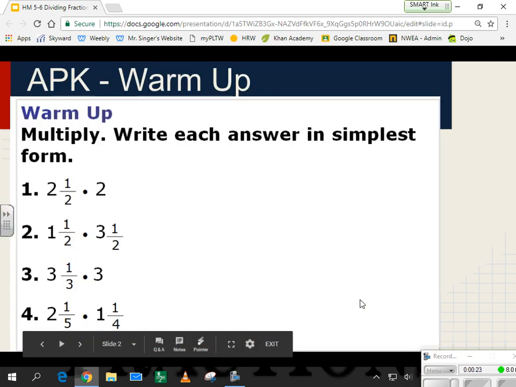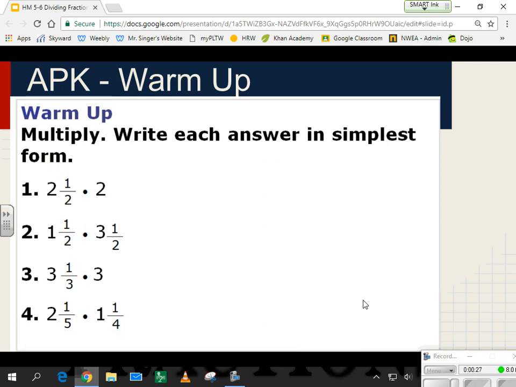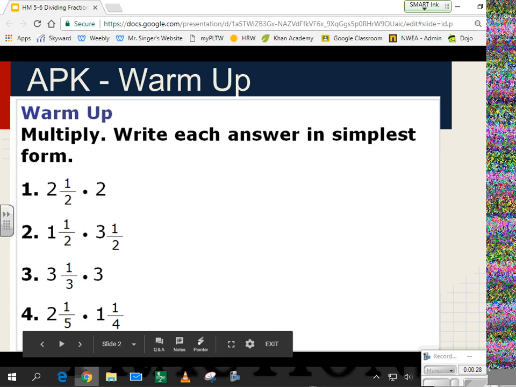All right, here are 4 problems that look pretty similar. There's stuff we've been doing the last couple lessons. Go ahead and solve these. When you're done, come back and we'll see if you got the right answer.